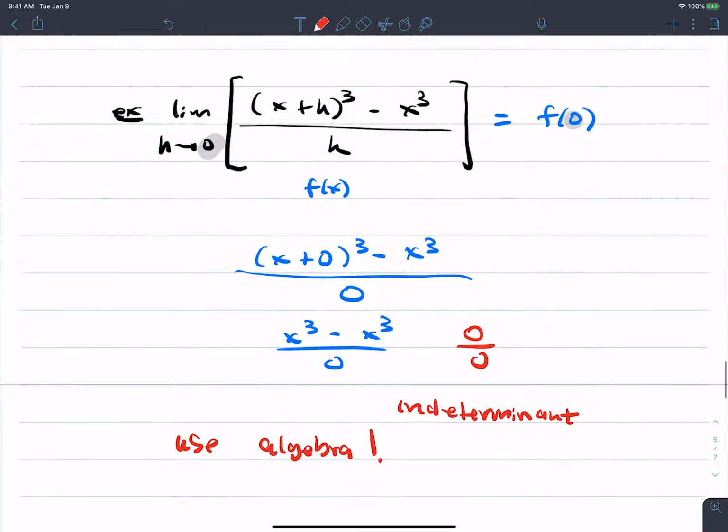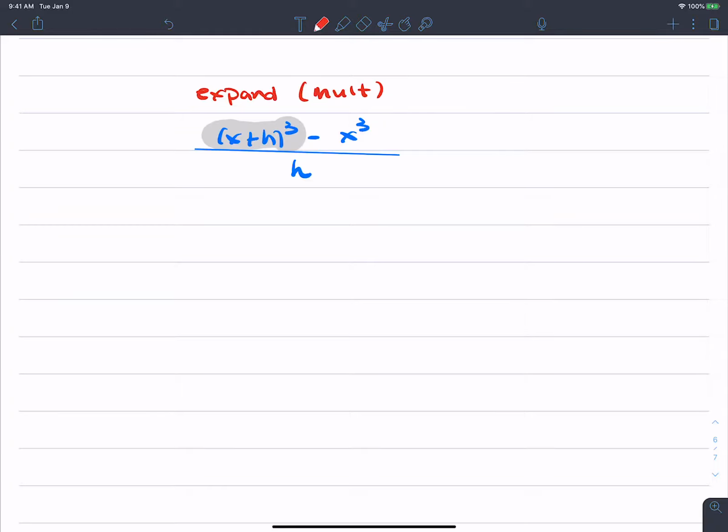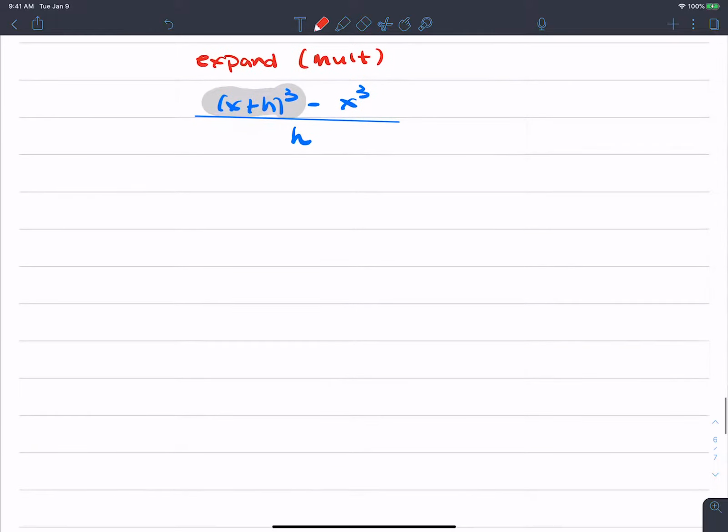Here's what we're going to do. I'm just thinking of a way. You see this x cubed? This is what they want you to do. They want you to expand this. And you say, what does that mean? To multiply. Okay, so we're going to have to multiply here.